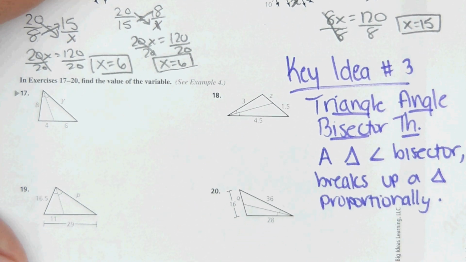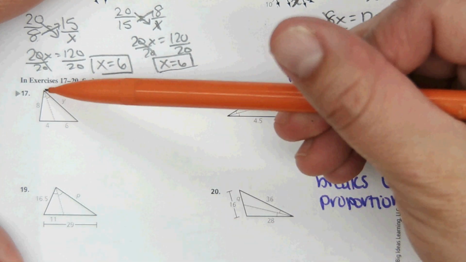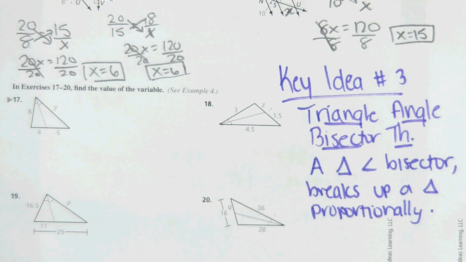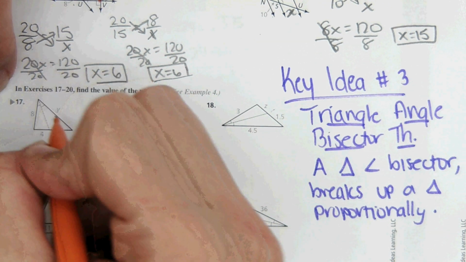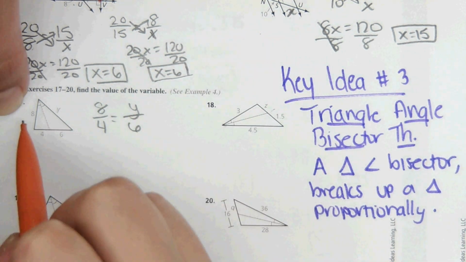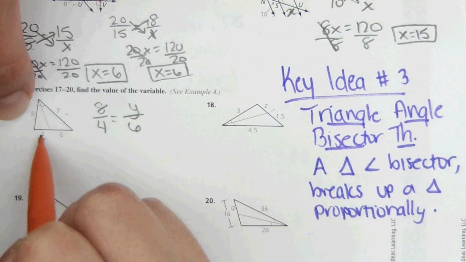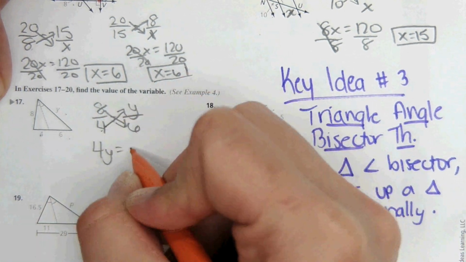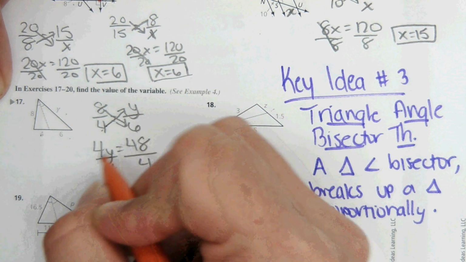Okay. Next part, key idea number 3, triangle angle bisector theorem. So in these images, you have an angle bisector. This angle bisector breaks up this triangle proportionally, so then you can solve for a missing side length. So with number 17, we can just do 8 over 4 equals y over 6. You could also do 8 over y equals 4 over 6. It would come out correctly either way.